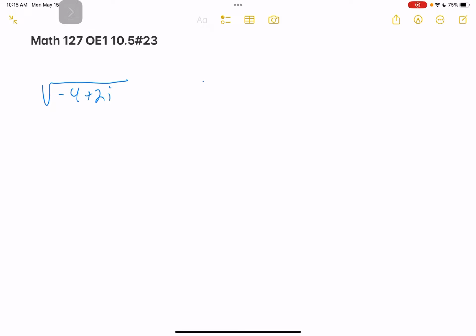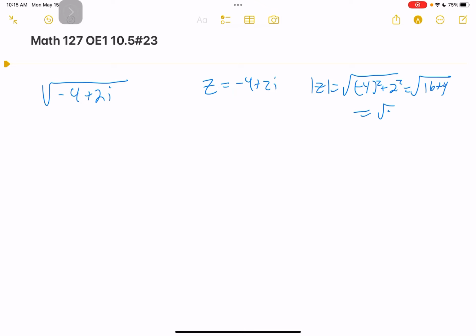So we'll start off by saying z equals negative 4 plus 2i, which means the magnitude of z is going to be the square root of negative 4 squared plus 2 squared, or the square root of 16 plus 4, which is the square root of 20. I'm going to leave it as the square root of 20, especially for the calculations we're doing. I could make it 2 root 5. I started doing that, but it just makes it messier trying to put it in the calculator.